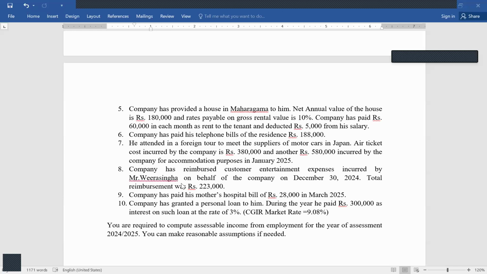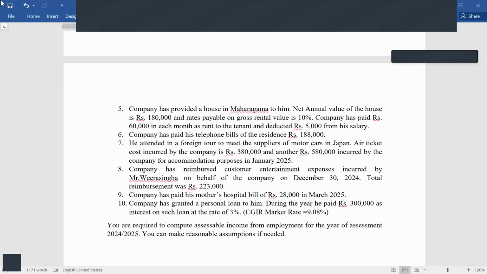The next one, company has reimbursed customer entertainment expenses incurred by Mr. Veerasinghe on behalf of the company on December 30th, 2024. Total reimbursement was 223,000. Now we have to consider the amount.